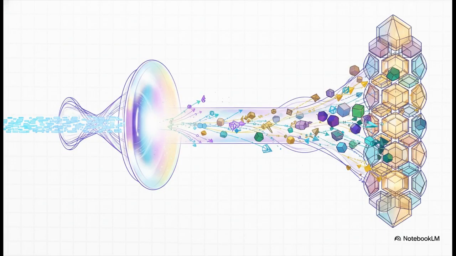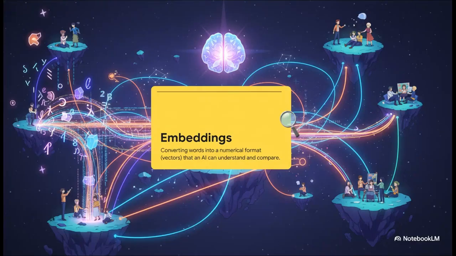Okay, pay attention, because this is where the real magic happens. We need to take all those little text chunks and store them in our vector database. Now, this isn't just copying and pasting. We're actually converting the text into a language that the AI can understand on a much deeper level. This whole conversion process is called creating embeddings.